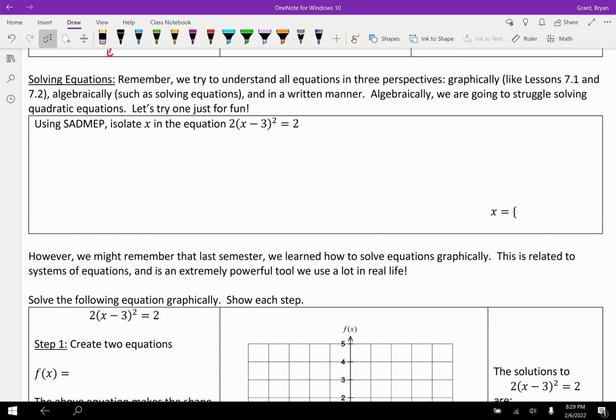Go ahead, please, and isolate x in this quadratic down below and write your answer on the right. I'd like to give you about a minute or so, and then I'll address some common misconceptions and successes that I see from students. Ready, set, go.